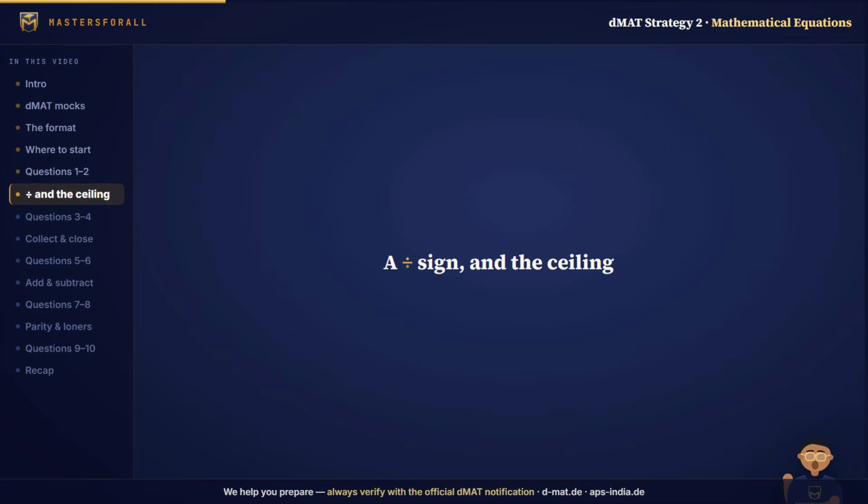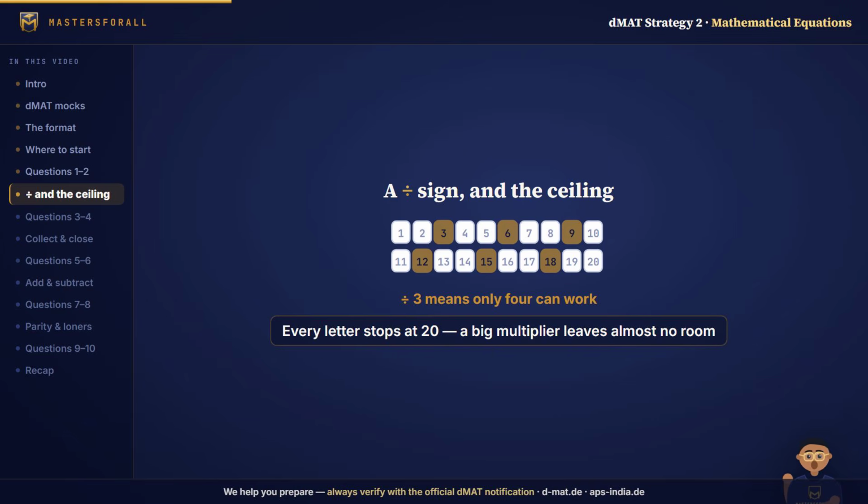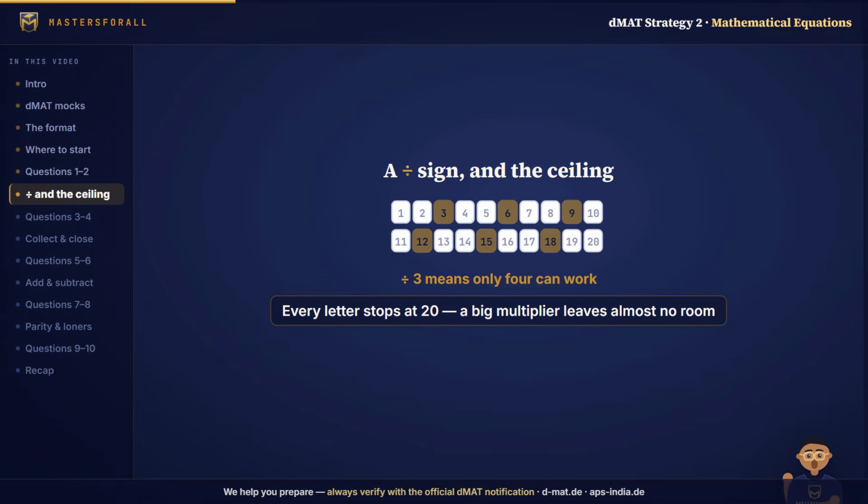2 techniques before the next pair. First, that divisibility clue. Anytime you see a letter divided by a number, that letter is a multiple of it. Second, the ceiling. Every letter stops at 20, so a big multiplier leaves you almost no room at all. 8 times a letter? That letter is 1 or 2. Nothing else fits. The range is a tool, not a promise.